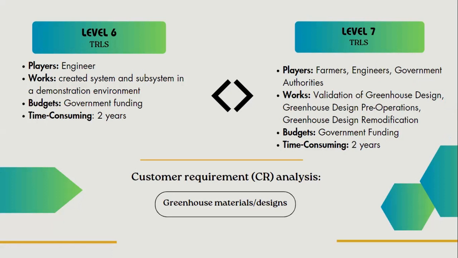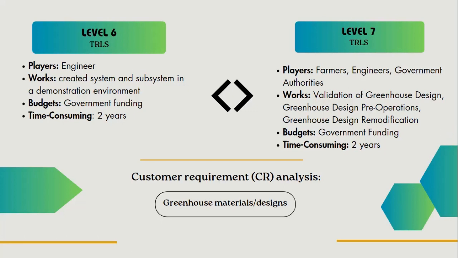And for level 7, we have three main players: the farmer, the engineer, and also the government authority. The work they try to get done is the validation of the greenhouse design for operation, and also greenhouse design remodification. The budget is the same as the last level. We will get the budget from government funding, and the duration is also 2 years.